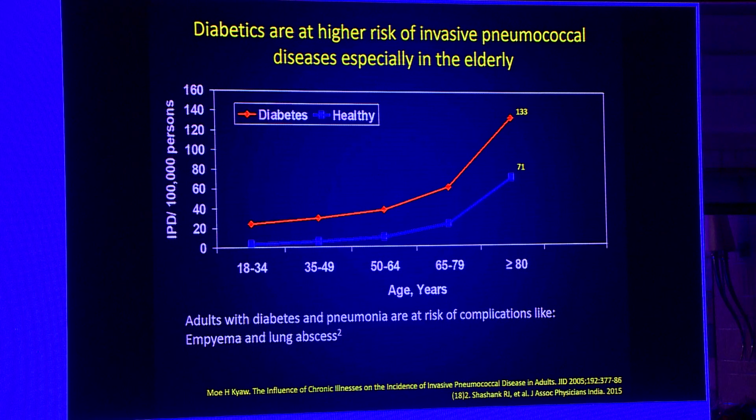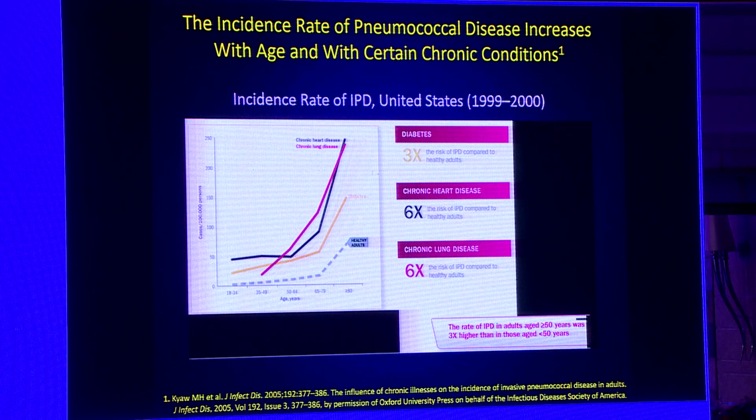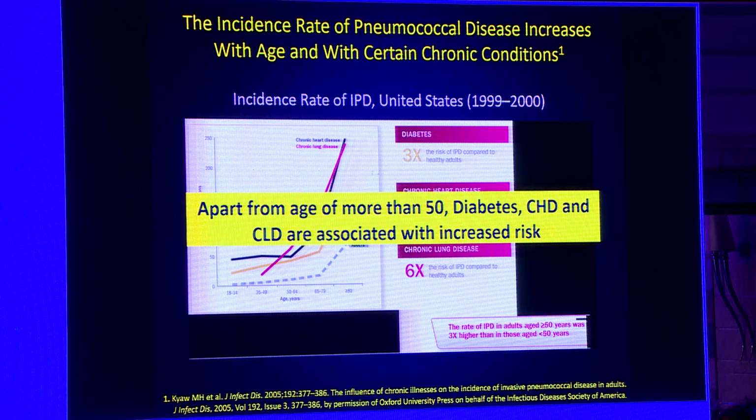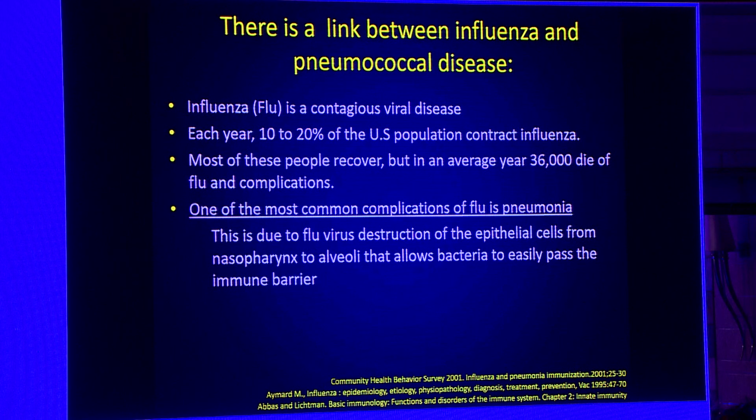Not only that, as you grow older, there is a higher risk of developing invasive disease. So a diabetic of 30 years and a diabetic of 60 years, the person at 60 has a much higher risk of developing invasive pneumococcal infection. Again, other comorbidities like heart disease or lung disease are also associated with an increased risk. So much so, a diabetic over the age of 50 who may have underlying heart or lung disease has a high possibility of developing significant invasive pneumococcal disease and its complications. So keeping this in mind, and also the fact that there is a link between influenza and pneumococcal disease, you know that a flu can predispose to a subsequent bacterial pneumococcal pneumonia.